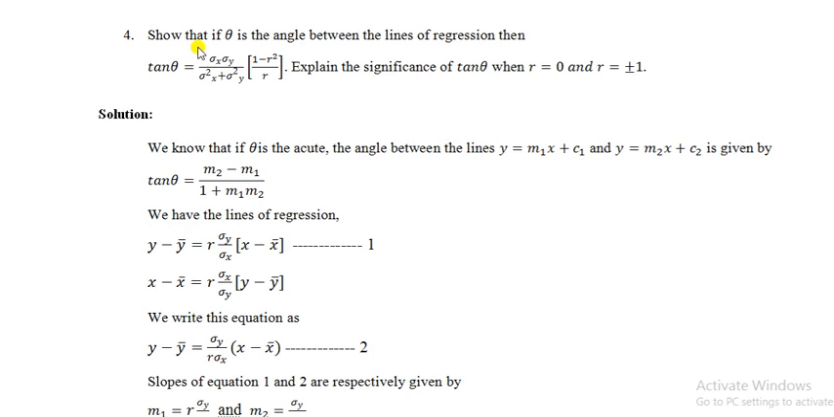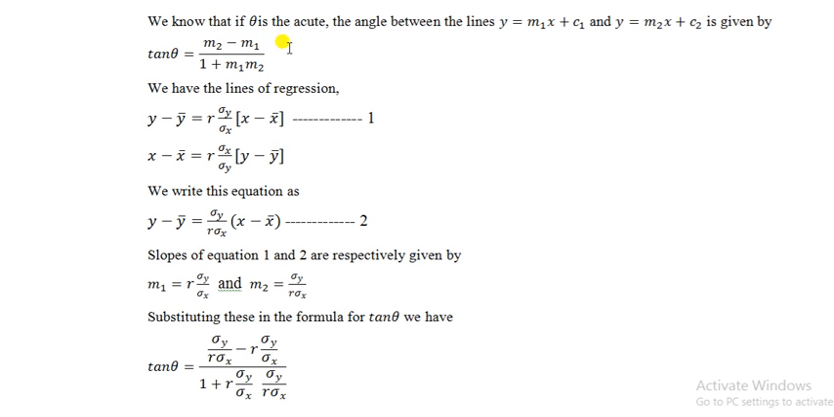Next one, show that if theta is the angle between the lines of regression, then tan theta is equal to sigma x into sigma y whole divided by sigma square x plus sigma square y into bracket 1 minus r square divided by r, and explain the significance of tan theta when r is equal to 0 and r is equal to plus or minus 1. Solution.